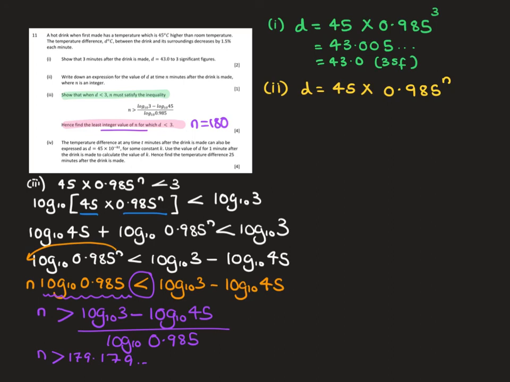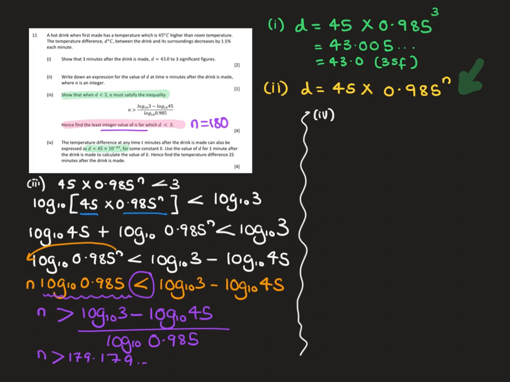Now, let's have a look at the last part of the question, making some space here. The temperature difference can also be expressed as this. Now, this is a different formula to the one that we have used. We've used this, 45 times 0.985 to the n, and this is different, 45 times 10 to the negative kt, totally different formula. So we've got to use the value of d for 1 minute after the drink is made to calculate the value of k.